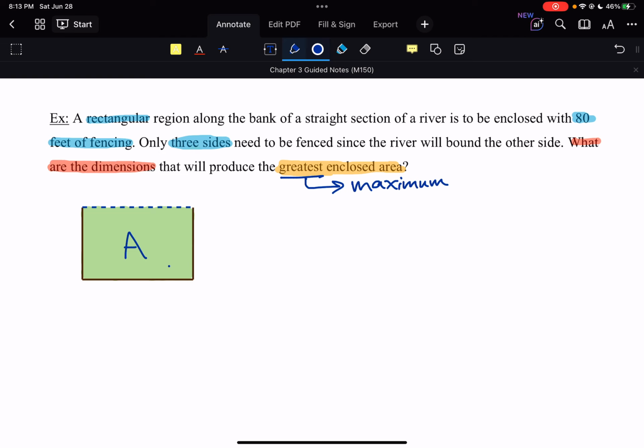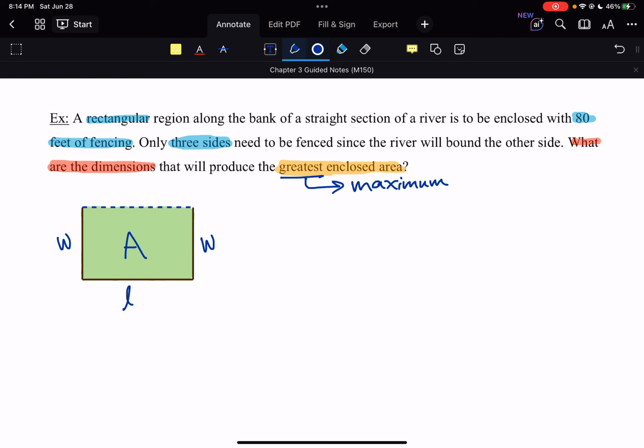In terms of our side lengths, you can call them whatever you want. I called them width and length, so like L and W. That would be another width over there. Okay, so I have my diagram. I have some variables set up. Now we want to set up the equations.